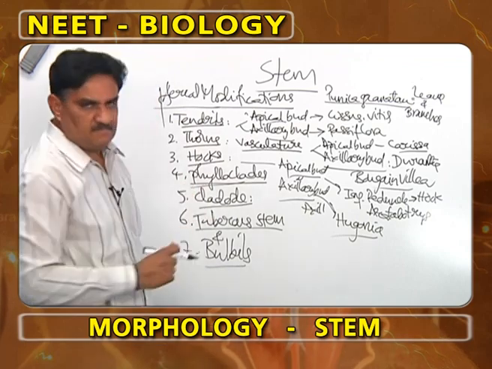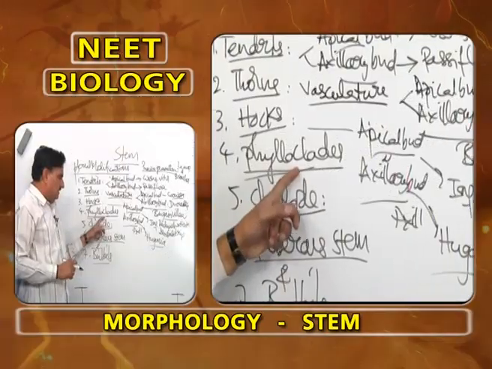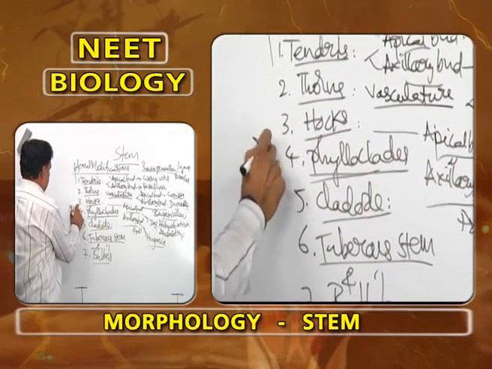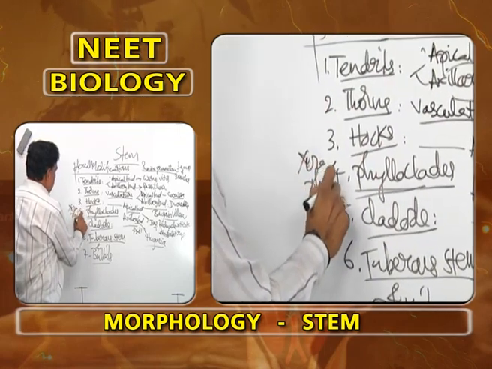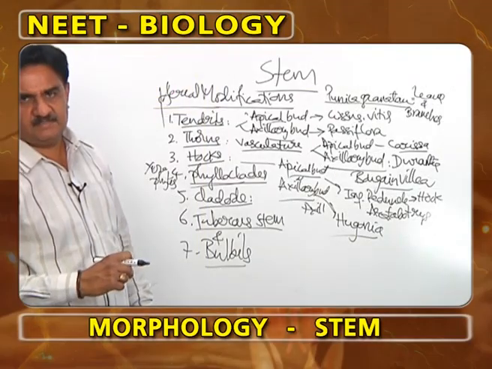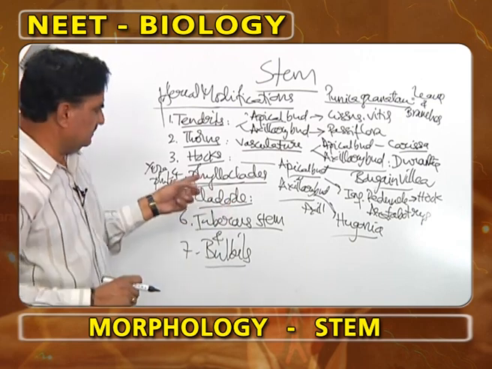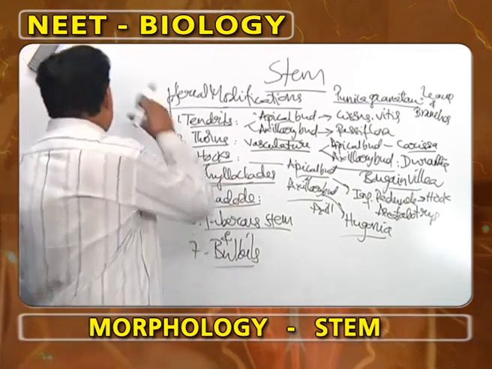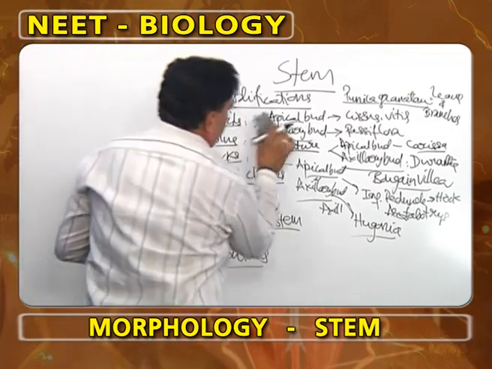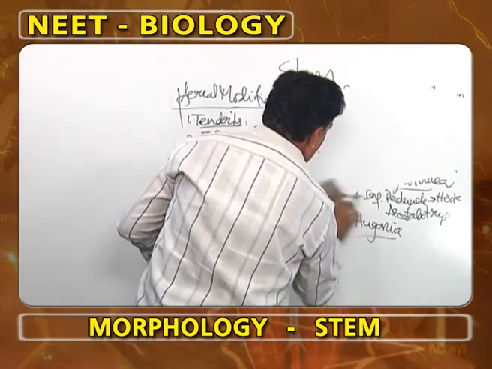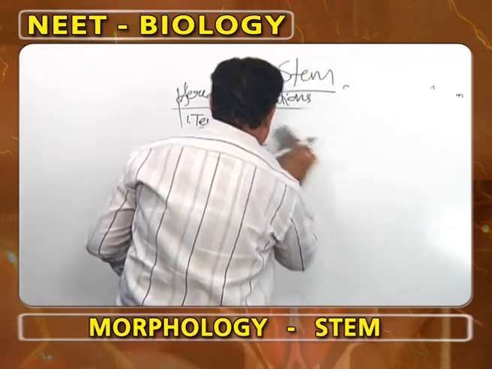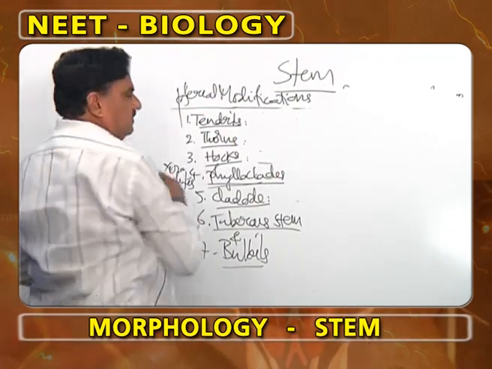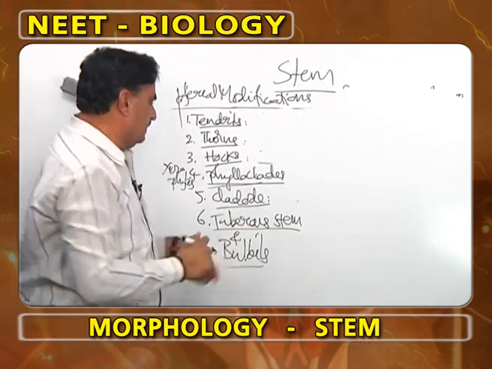Then phylloclades. Phylloclades are found in xerophytes. In xerophytes, leaves are modified into scales and spines to reduce the rate of transpiration. So the stem becomes a broad, expanded, green chlorophyllous structure, and this structure performs photosynthesis. Such stem modifications are called phylloclades.